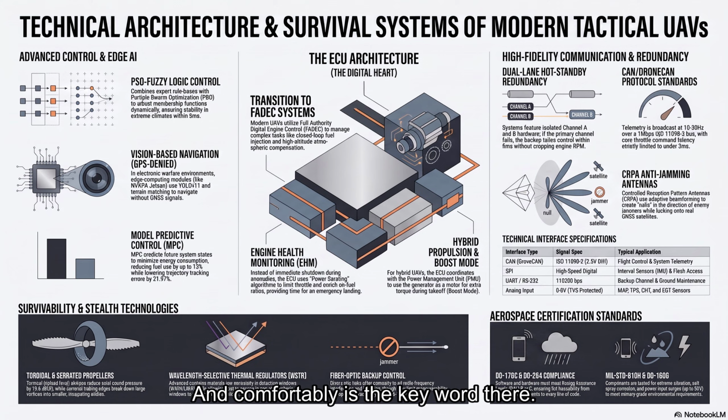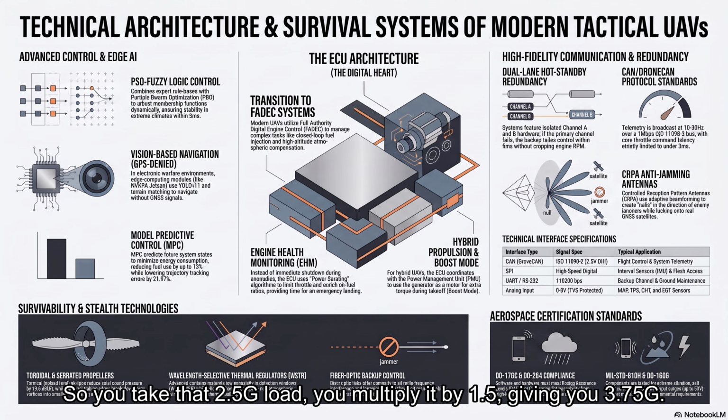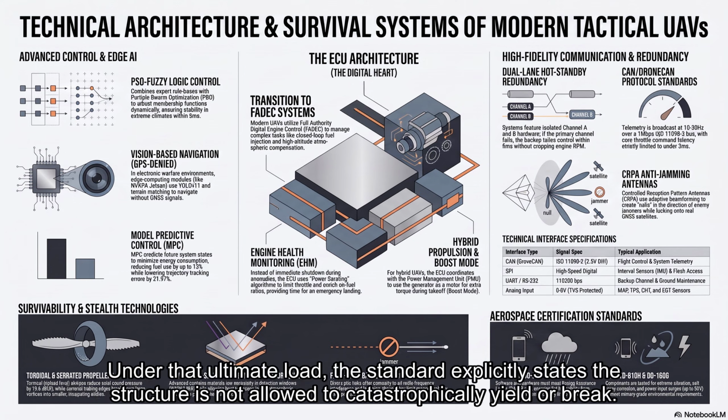And comfortably is the key word there. That 2.5 G is just the operational limit. That's what it might experience pulling out of a steep dive. But ASTM F2416 also demands an ultimate load verification. And this is 1.5 times the maximum expected stress. So you take that 2.5 G load, you multiply it by 1.5, giving you 3.75 G. Under that ultimate load, the standard explicitly states the structure is not allowed to catastrophically yield or break.